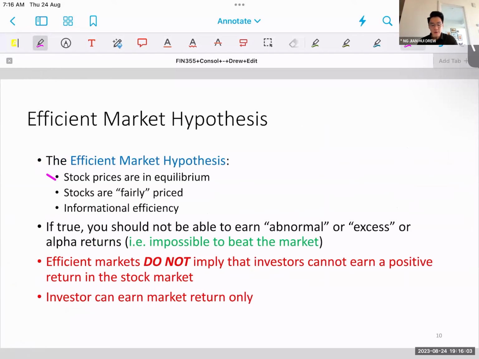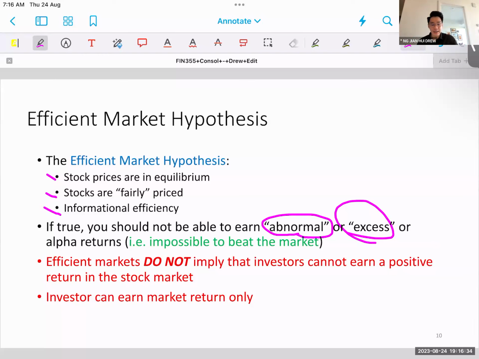Okay, so the idea of an efficient market is that if the market is efficient, then the stock price should be in equilibrium, everything should be fair, information should be very efficient, right? So everything is like perfect. That's like a perfect market. And if that's true, basically you cannot earn any abnormal returns or excess returns that I mentioned, like earning a quick buck, in the sense of finding a stock that is undervalued and then earning a quick, the so-called arbitrage profit. So the idea is that you can't do that in an efficient market.